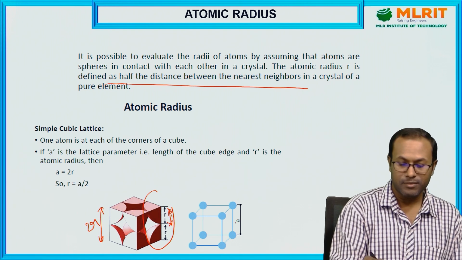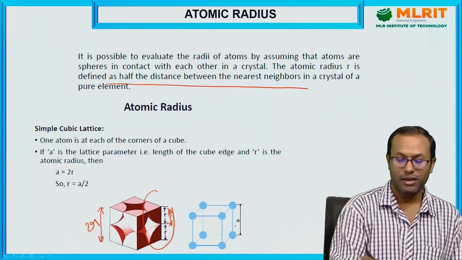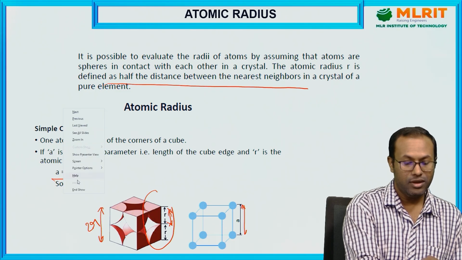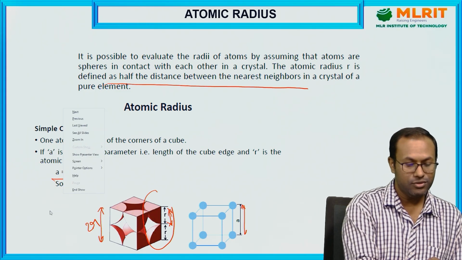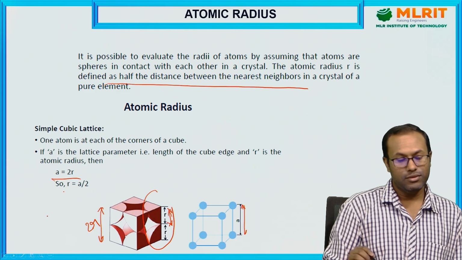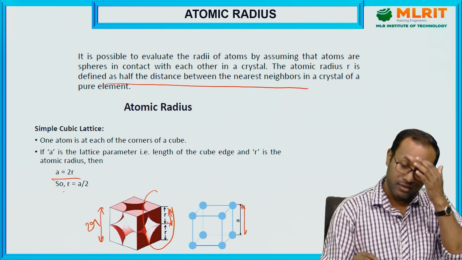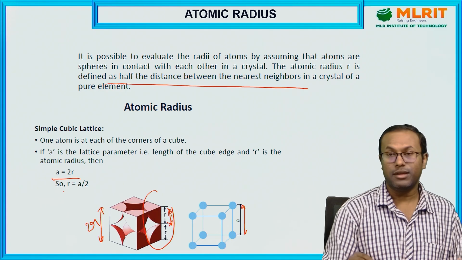Now in the case of simple cubic, a, b and c are equal. Suppose this distance is a. Then we can say 2r equals a, so r equals a by 2. This is the atomic radius for simple cubic.